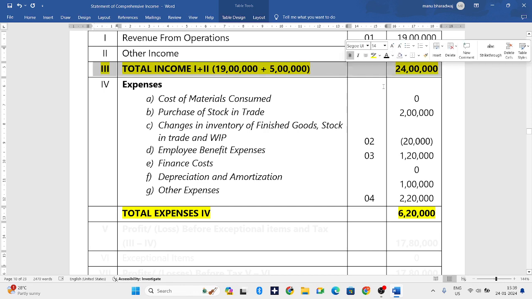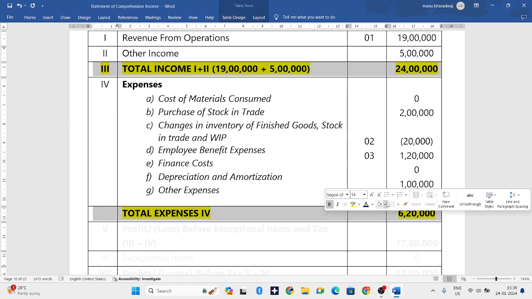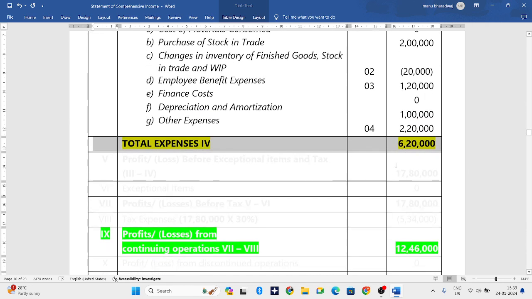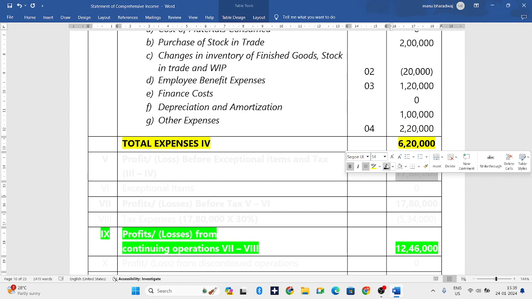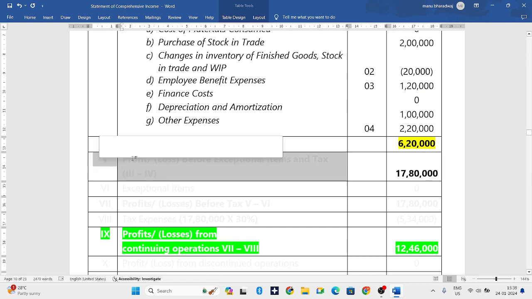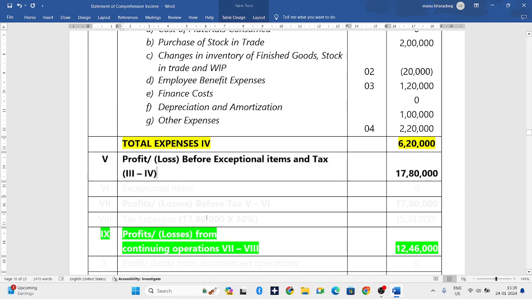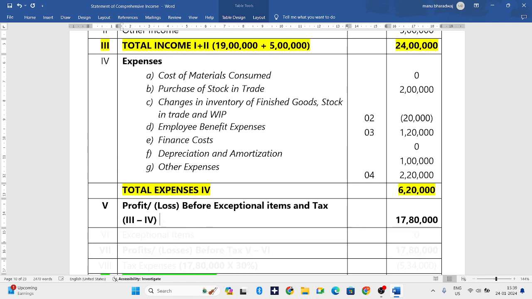Our total income is 24 lakhs. Our total expenses is 6,20,000. When you subtract the total expenses from total income, you will get 17 lakhs 80,000, and this is known as profits before exceptional items and tax. How did we get this?